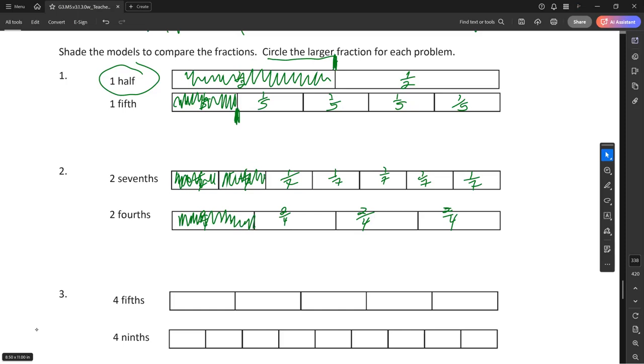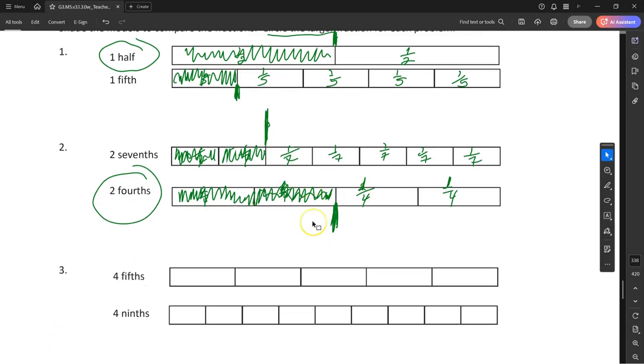And I did that wrong, of course. Yeah, I labeled that wrong. It should be 1/4 each, not 2. They want you to shade 2/4 though. You can see 2/4 is here. 2/7 is here, so 2/4 is larger. This is just like the work we did in class today.